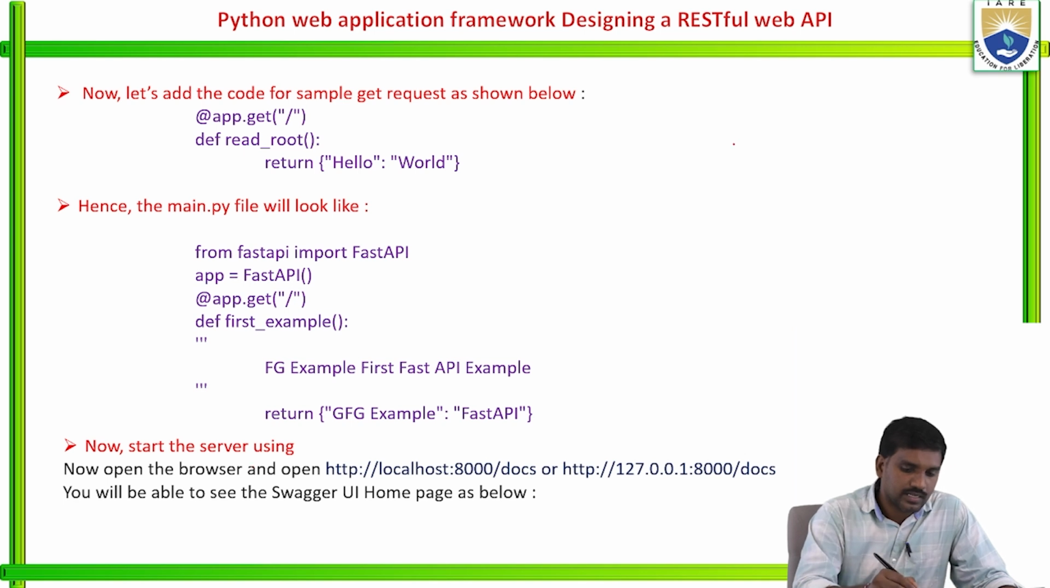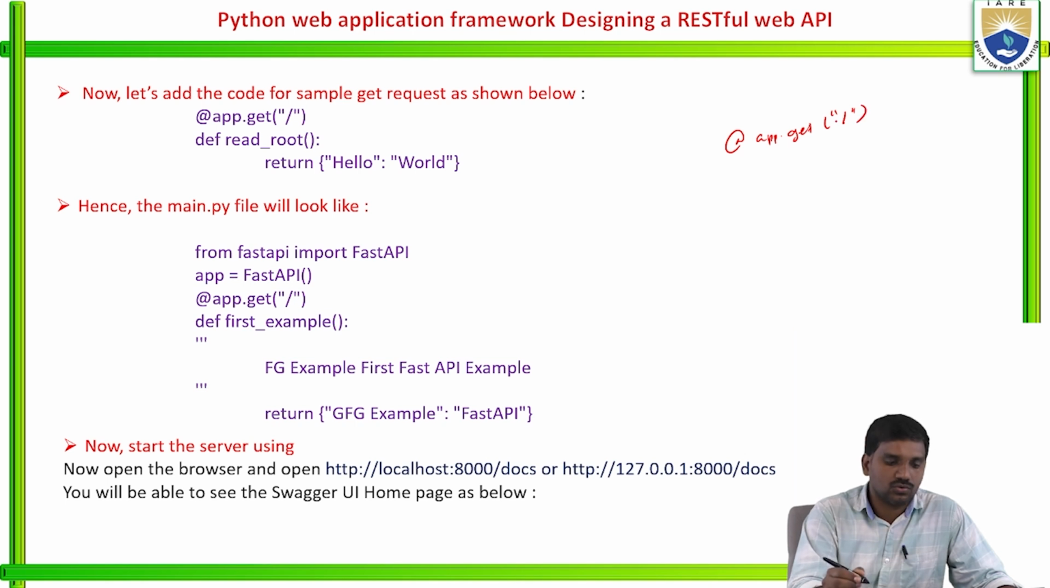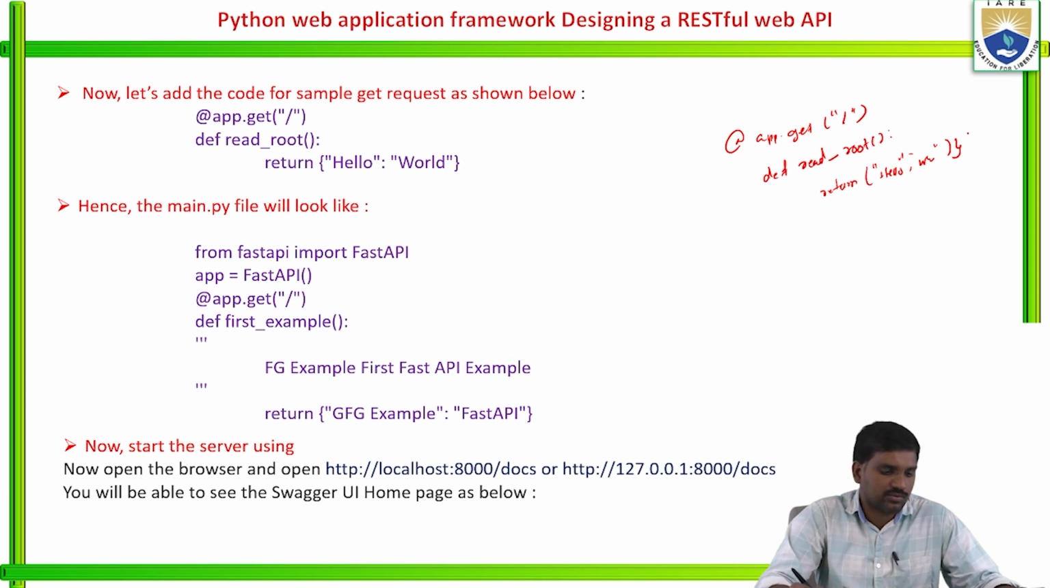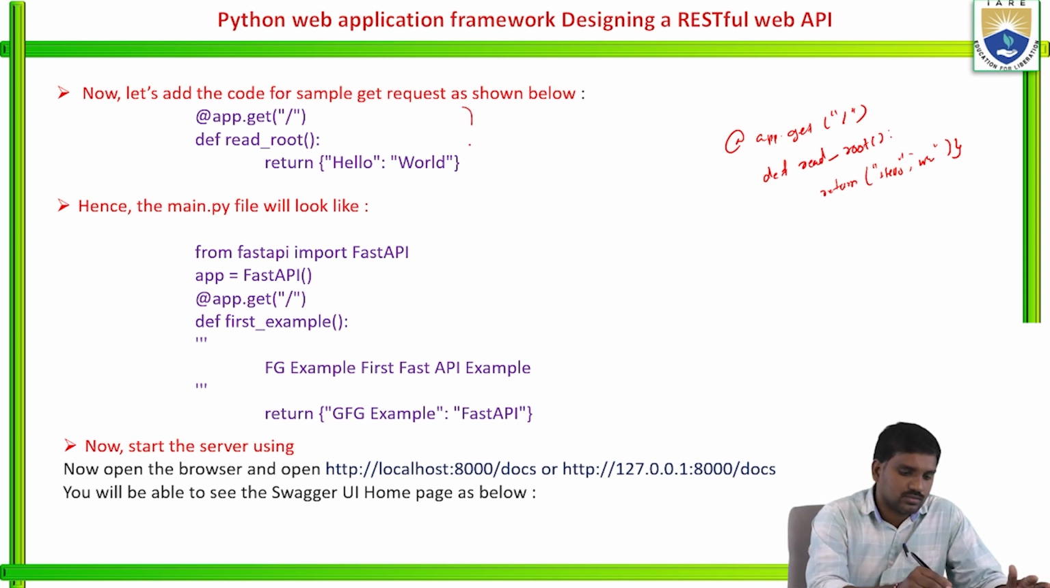Here, @app.get("/"), then def read_root(). After that, you can return just hello world or whatever, and close the curly bracket. So this is the GET request as shown here.